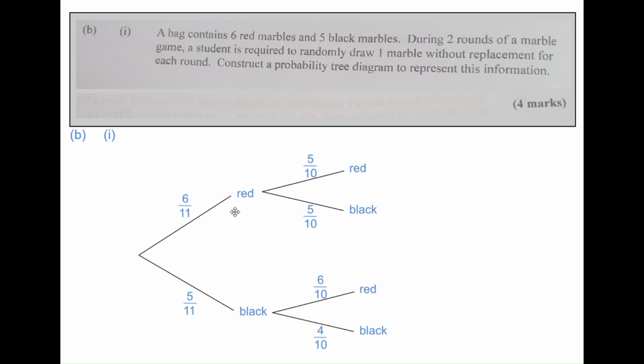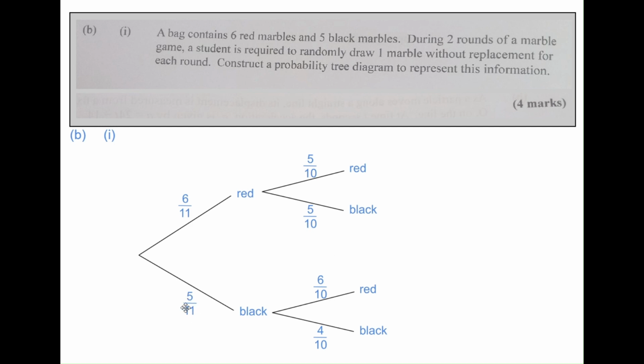Now, if I selected a red marble, I would have 1 red marble less in the bag, which is 5, and the new total, because I'm not replacing it, the new total will be 10. So the probability of selecting a second red marble will be 5/10. Of course, the number of black marbles would not have changed. We'll still have 5 black marbles, but the new total would be 10. So 5/10 for that probability.